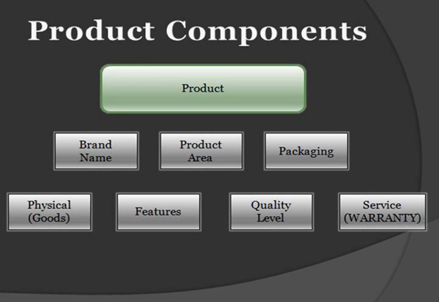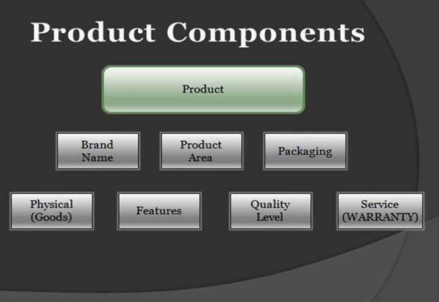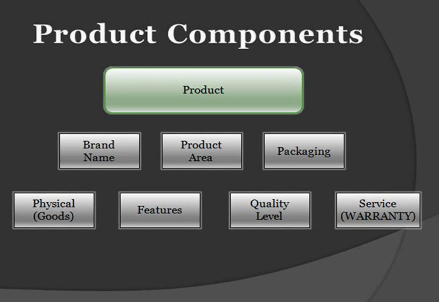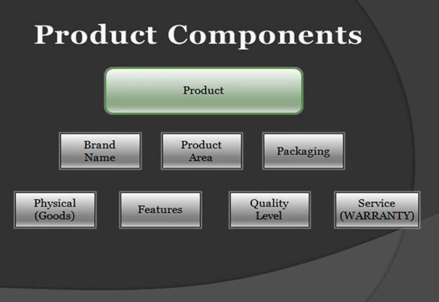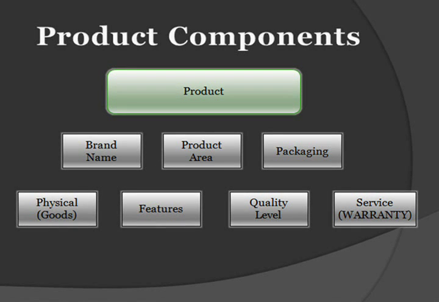Physical. Outcome of human efforts to meet the wants and needs of people. Features. A function of an item which is capable of gratifying a particular consumer need. It is hence seen as a benefit of owning the item. Quality level. It's the quality that your product will become.